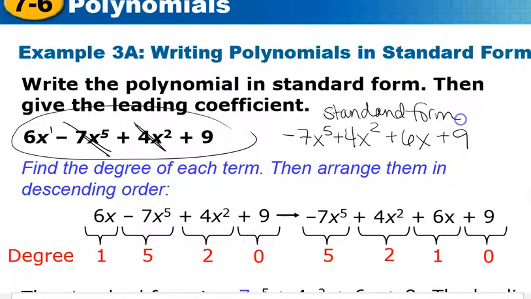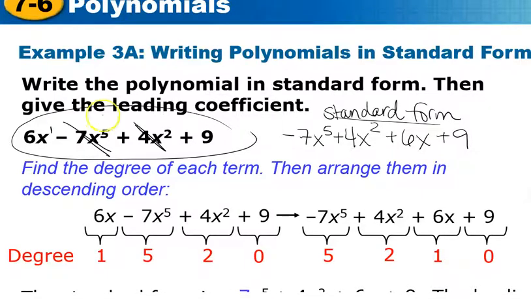Standard form, and I know it says it right above, but I'm going to write it just to reiterate, and wow, I cannot spell standard. There we go. Okay, where we have the biggest degree on the left and the smallest degree on the right, and we just go in descending order, meaning it goes from biggest to smallest.